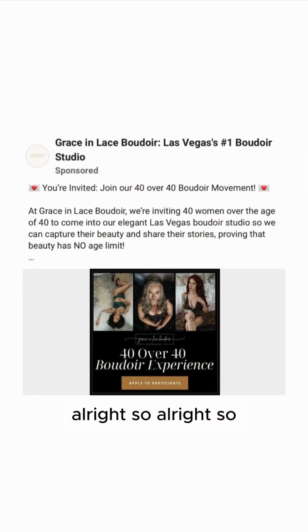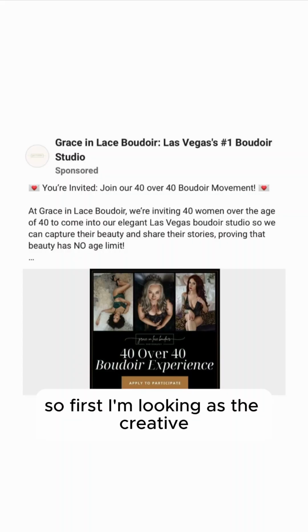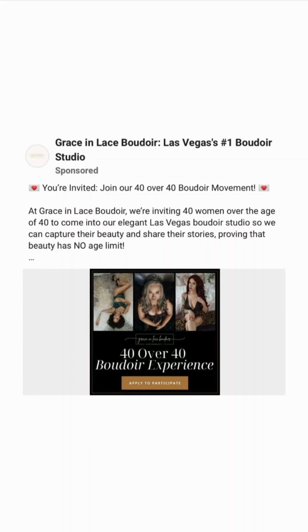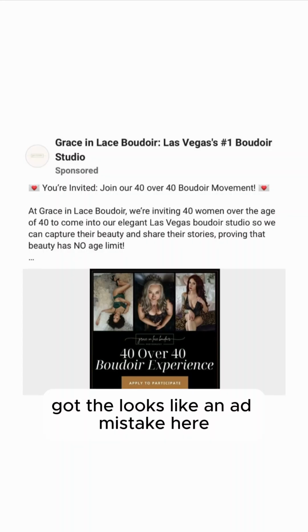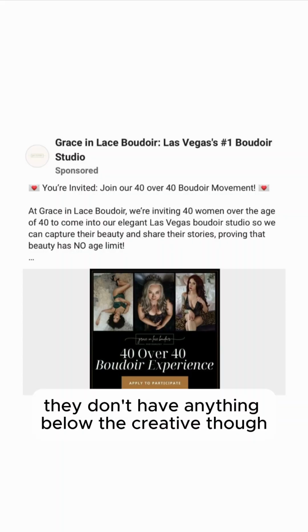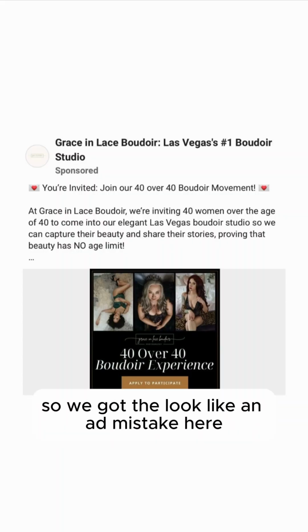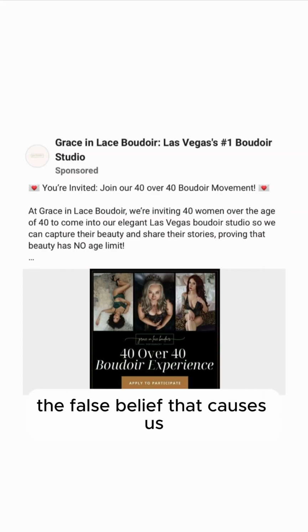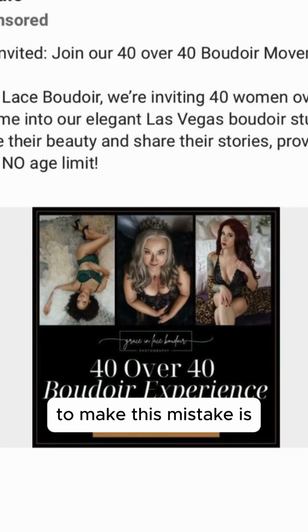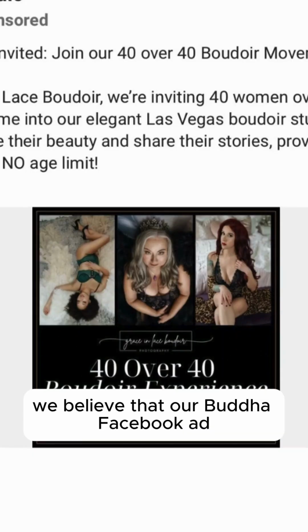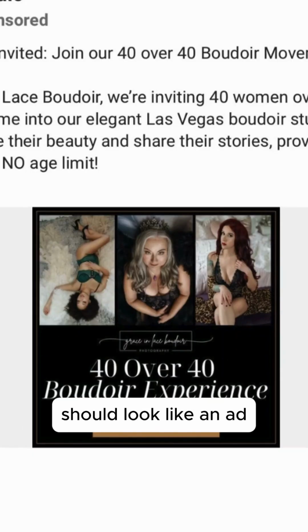All right, so looking at this one, the first thing I'm looking at is the creative. So we've got the look like an ad mistake here. They don't have anything below the creativeness, so that's good. The false belief that causes us to make this mistake is we believe that our Boudoir Facebook ad should look like an ad.